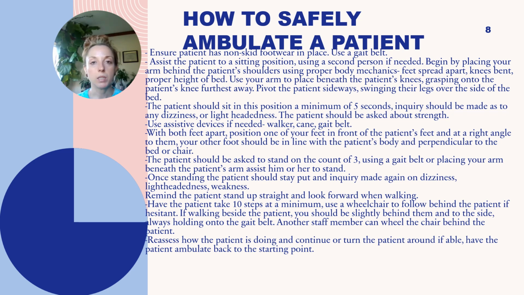You want to assist the patient to a sitting position. Use a second person if needed. Begin by placing your arm behind the patient's shoulders using proper body mechanics. Feet spread apart, knees bent, and you want to ensure that the height of the bed is appropriate. Use your arm to place beneath the patient's knees, grasping onto the patient's knee farthest away. You want to pivot the patient sideways, swinging their legs over the side of the bed.